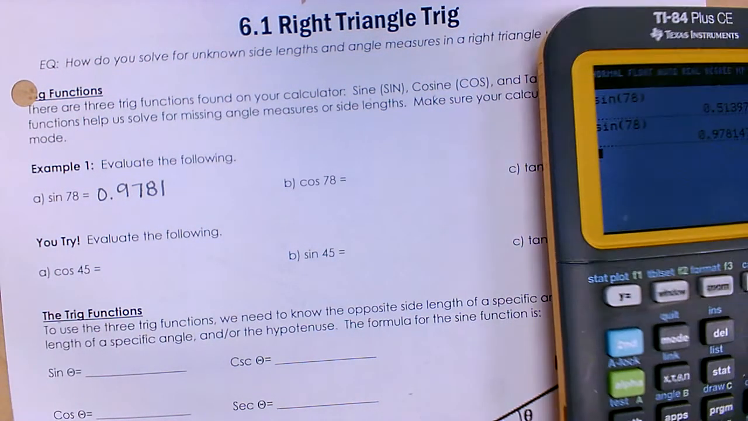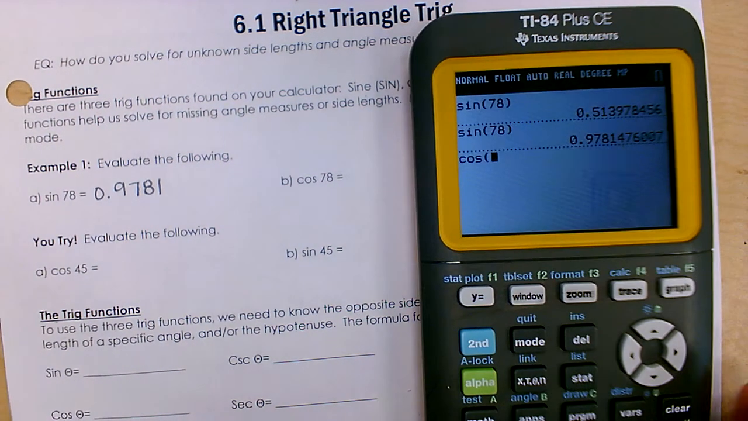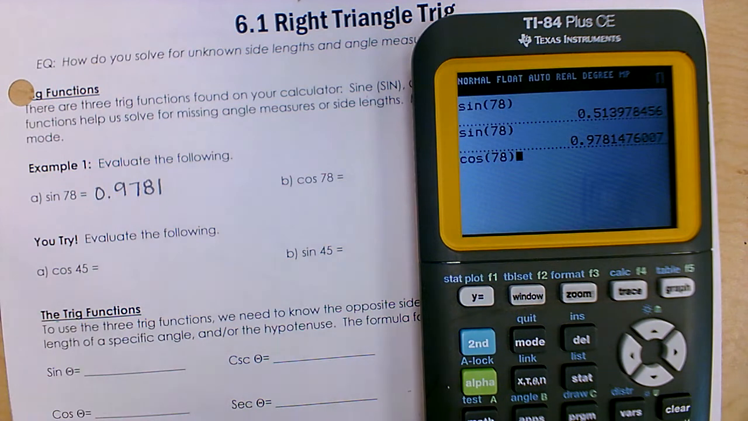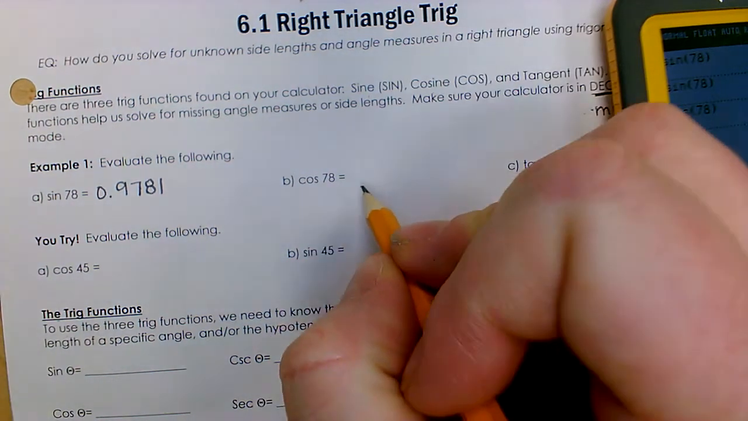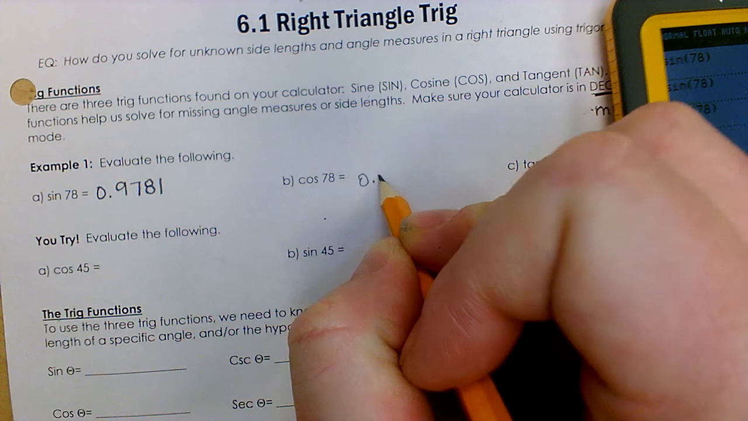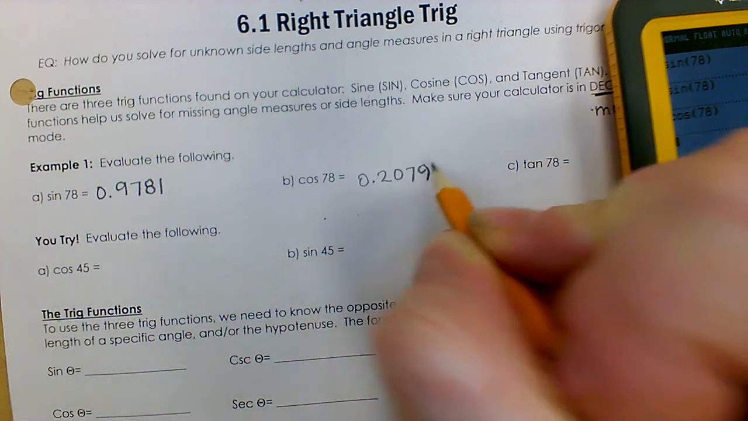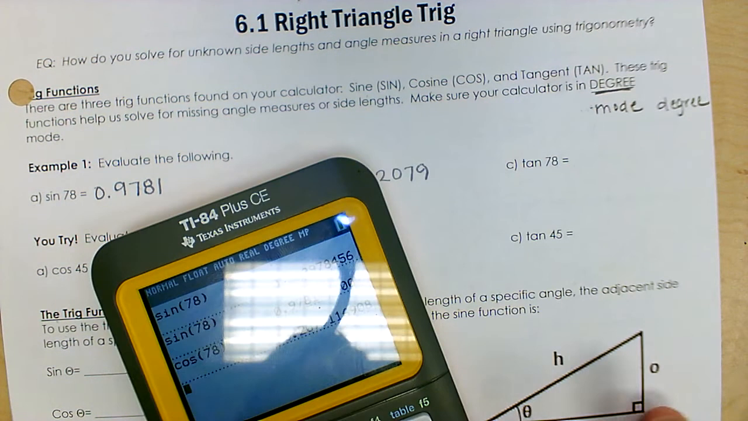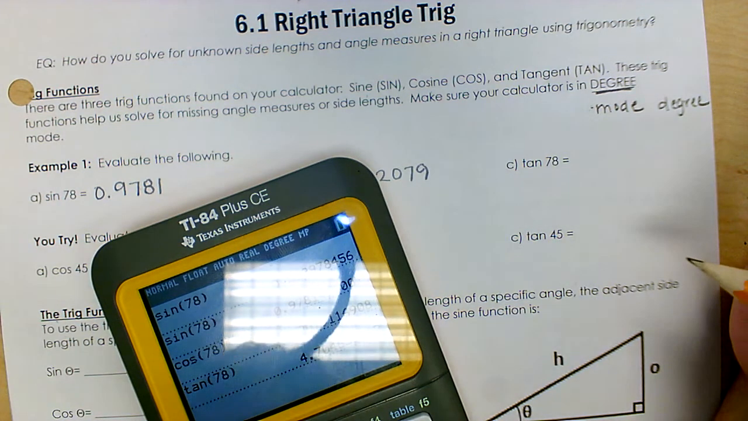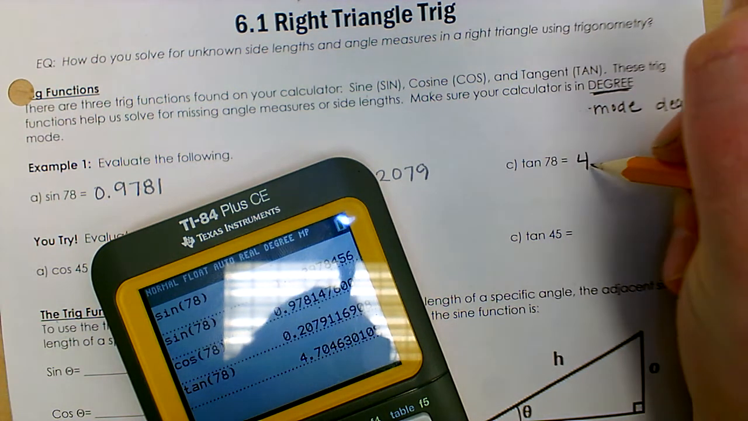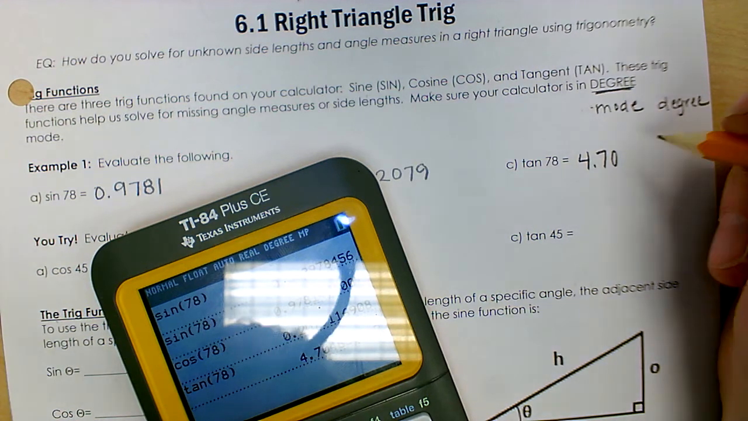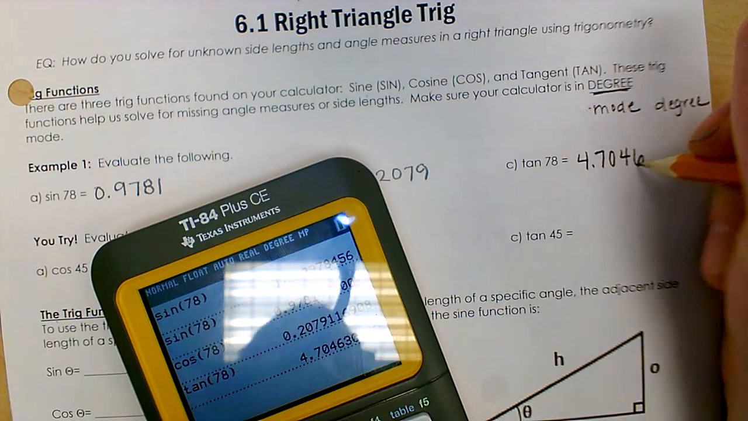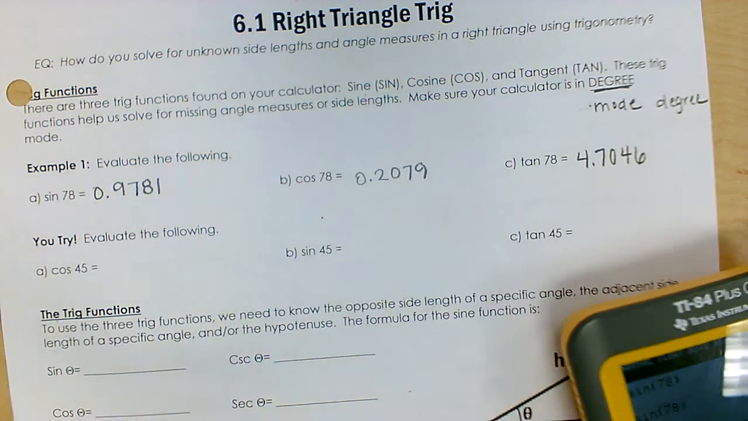Okay, you can do cosine, the same thing. So cosine of 78 is 0.2079. And then we'll use tangent. Tangent of 78 gives us 4.7046.